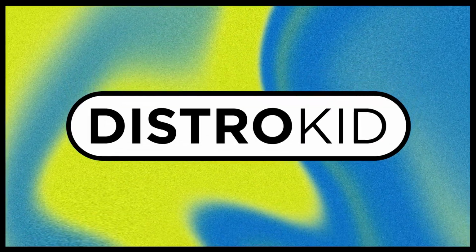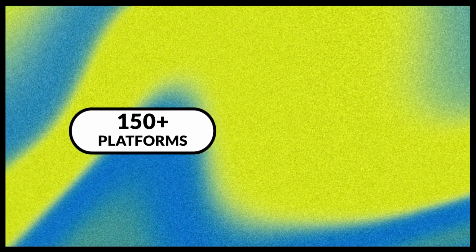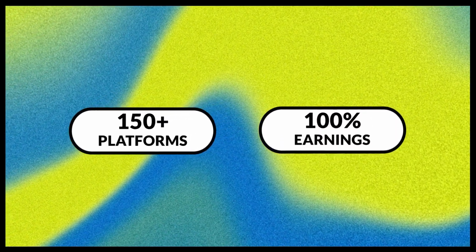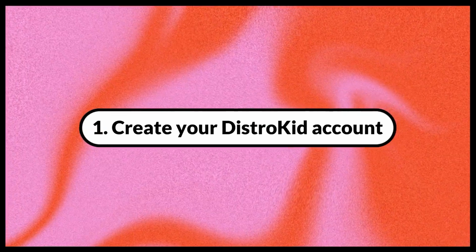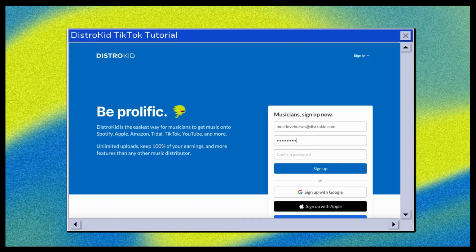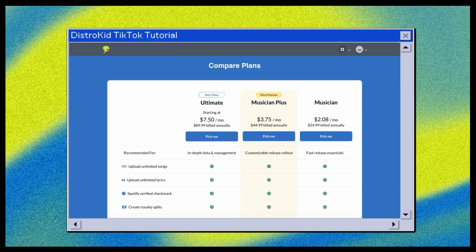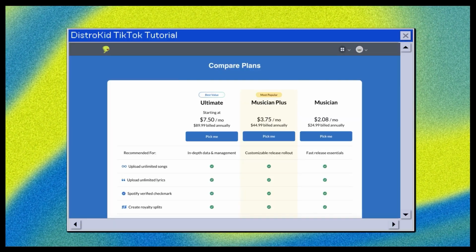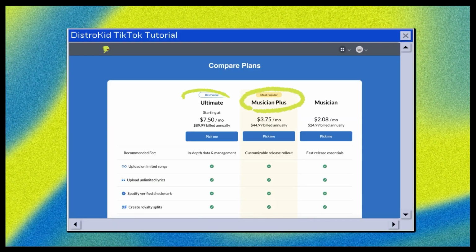Hey, if you want to get your music on TikTok, DistroKid makes it super easy. You can release your tracks on over 150 platforms and keep 100% of your earnings. First, sign up for DistroKid and pick the plan that's best for you. Every plan comes with unlimited uploads. If you want to set a custom release date, go with the Musician Plus or Ultimate plan.